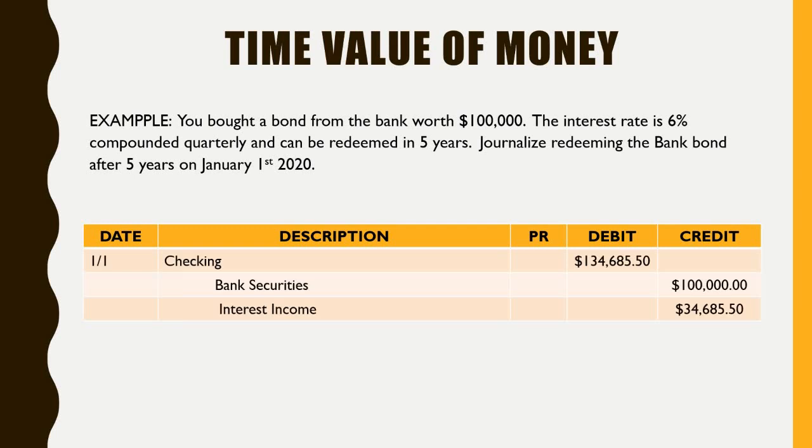So in this case, this is what's going to happen. You're going to be obtaining money, right? You're going to redeem your bank security at $100,000, and you're going to recognize that you generated interest income for $34,685. So therefore, you should have a total amount of $134,000. Okay.